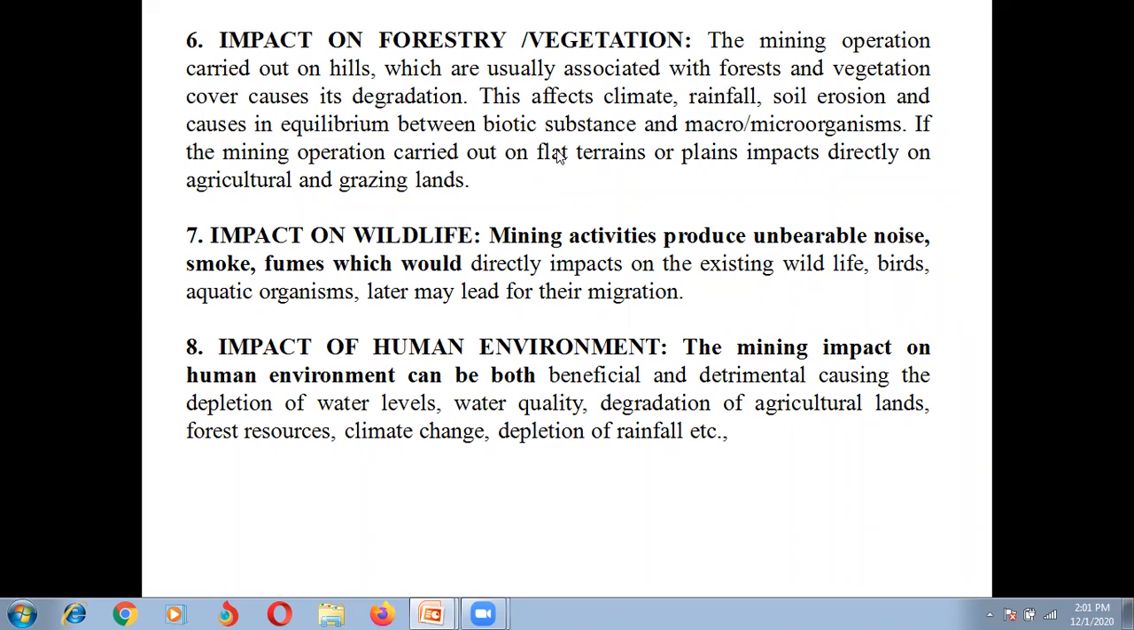Impact on wildlife: these mining activities produce unbearable noise. They create fumes and smoke, which directly impact the existing wildlife, birds, and aquatic organisms. Later, it may lead to their migration from one place to another. Impact on the human environment: mining impact can be both beneficial and detrimental, causing depletion of water level, water quality, degradation of agricultural land, forest resources, climate change, and depletion of rainfall in that particular area.